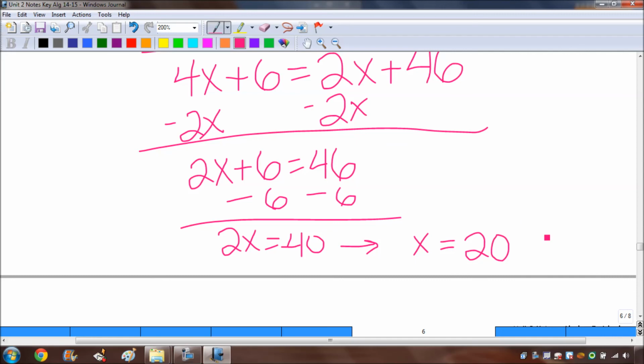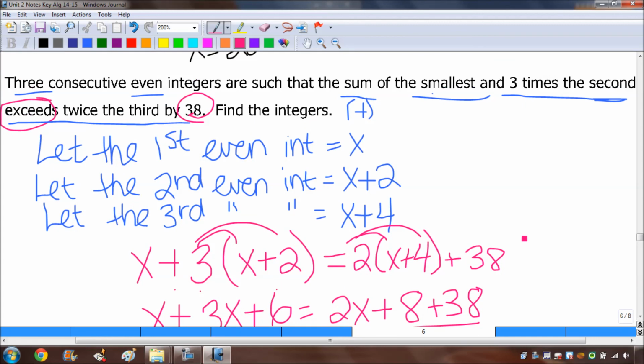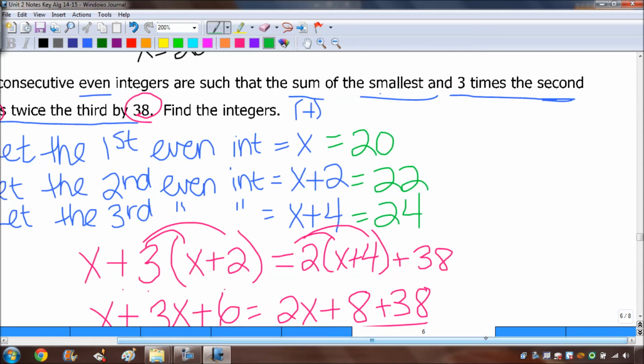Now, if you get a decimal, it means something went wrong, because remember, decimals can't be integers. If you get an odd number, then something went wrong as well, because all the numbers are supposed to be even. So that means if x is 20, my first integer right here is 20. The second integer is 22. And the third integer is 24. So my 3 answers are 20, 22, and 24.